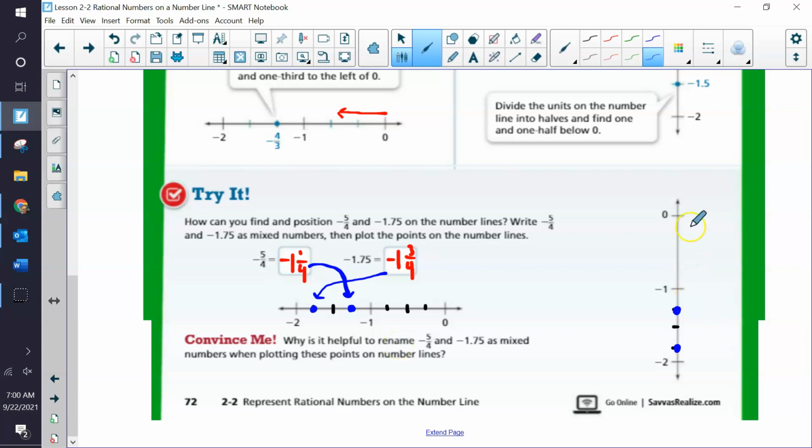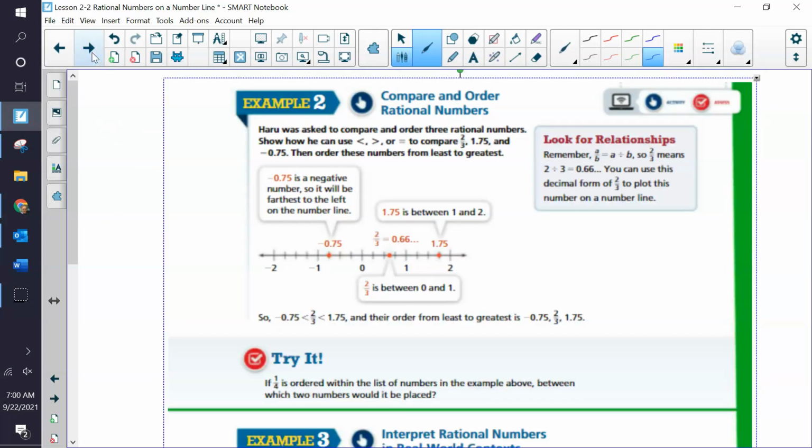And then same thing on a vertical. So we're moving in the negative direction, move past -1 to get to those right there. All right. We see some of the same things right here. So we can use a number line to compare these.